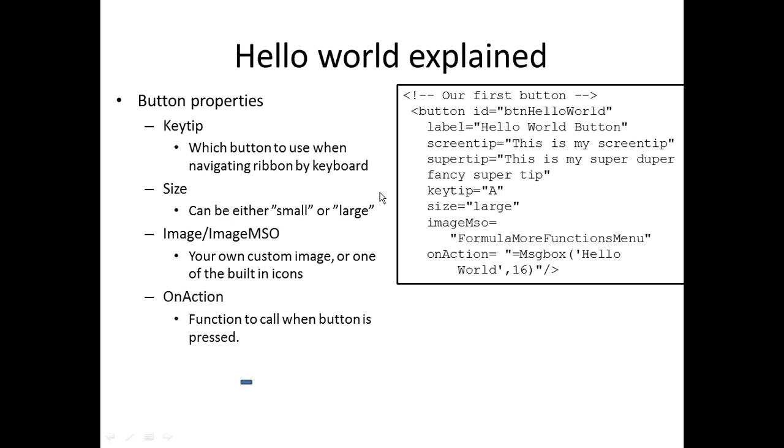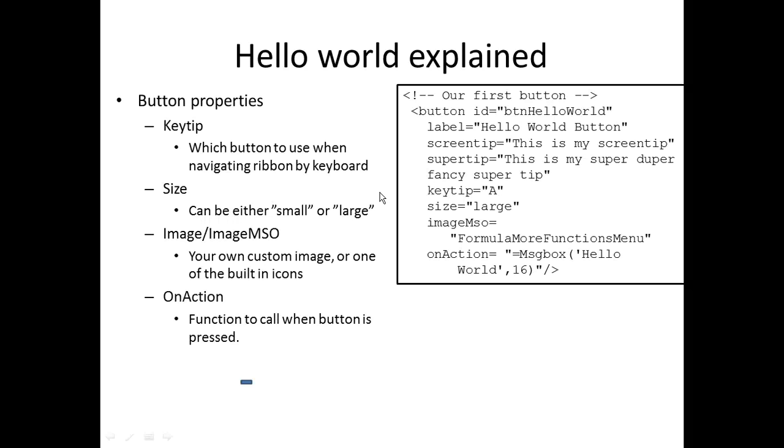The size can either be small or large. The button I've shown you is large. It basically means it's one button that will take up the whole space of the ribbon from top to bottom. But if you use a small size, you can have up to 3 buttons in the same column.